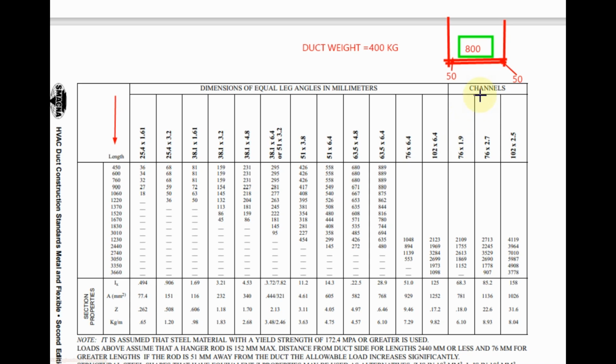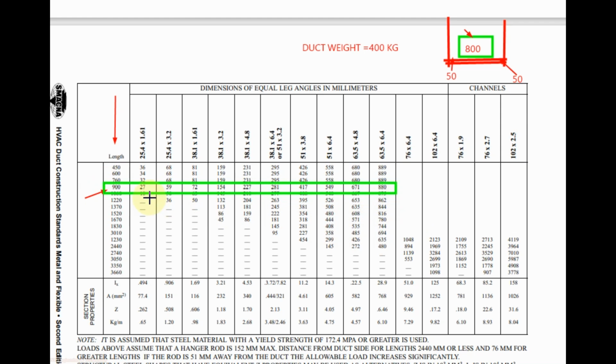Suppose we have a duct with a width of 800 millimeter. Then for support we always keep 50 millimeter right or 50 left. So then we need an angle with a length of 900 millimeter. Then we will select the 900 millimeter from here. We can find it here. Then we will select this row.